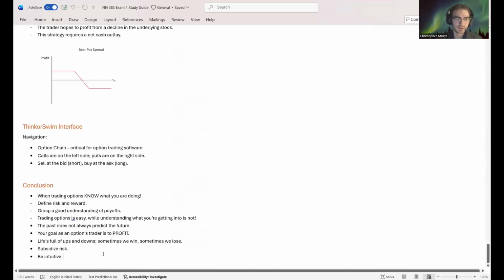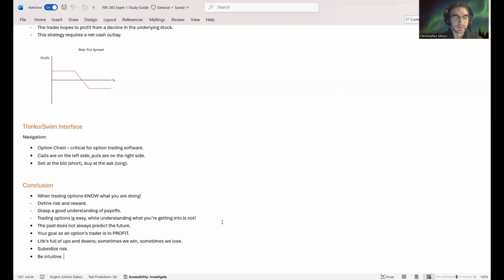All right. Conclusion. When trading options, know what you are doing. Be able to define risk and reward in your trades. Grasp a good understanding of payoffs. When are you in the money? When you are out of the money, and when you are at the money, right?